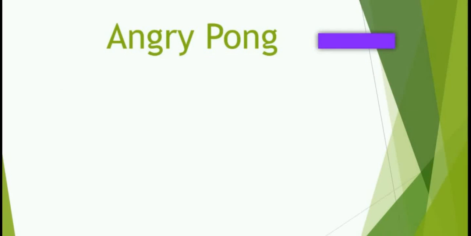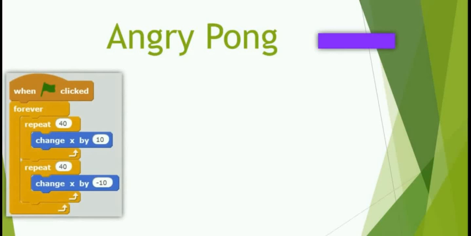So let's have a look at what we're going to use to move the paddle. And if you already understand how you're going to move the paddle, let's have a look at some of the other ways you can move the paddle as well. For instance, if we look at this code, we're using two sets of loops here. We have a forever loop that says repeat the change x by 10 block 40 times. So that means that we're going to move 10 steps all the way across the screen.